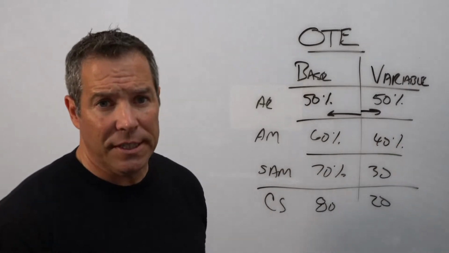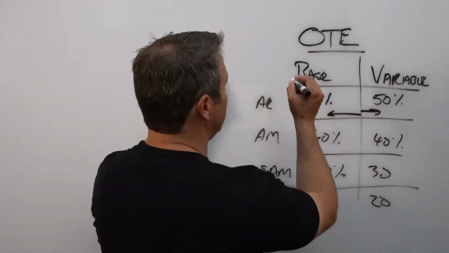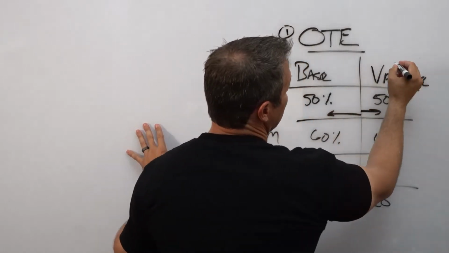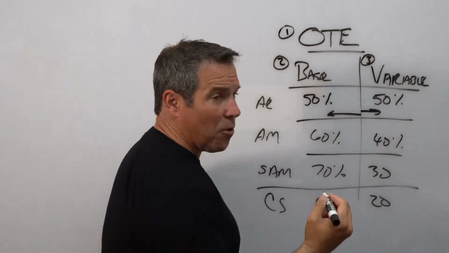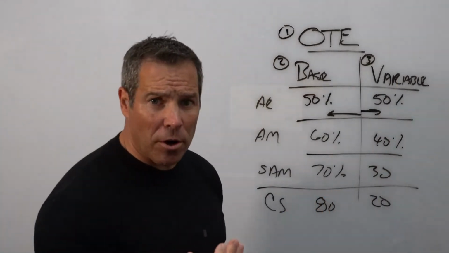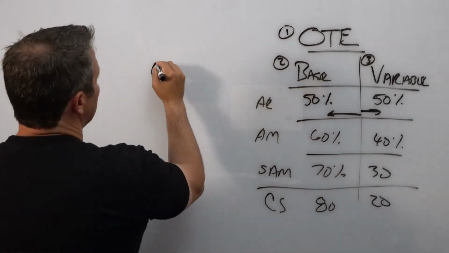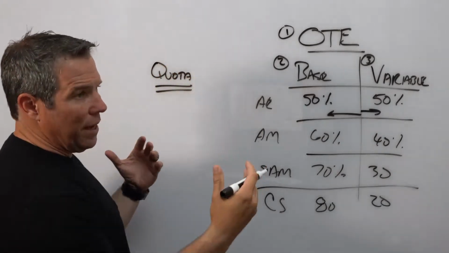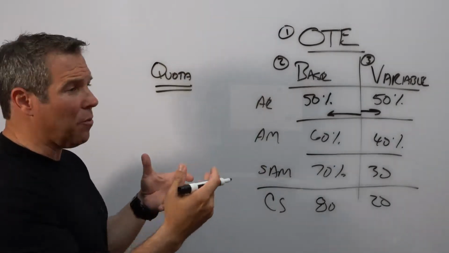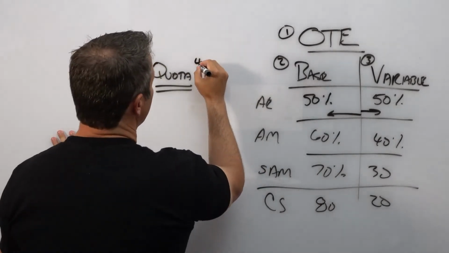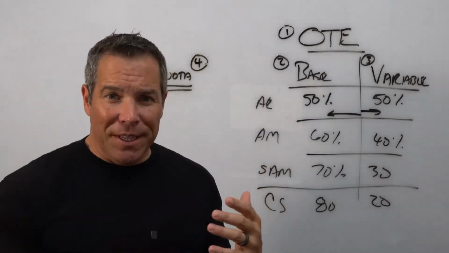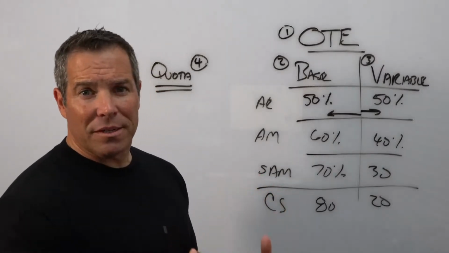Rep is taking on a bit more risk, or there's shared risk in one of these 50-50 instances. So we've talked about OTE, that's one variable. We've talked about base, that's a second variable. We talked about variable compensation, that's a third variable. The fourth variable that we get into is quota. So what is the target? What's the thing that impacts how we get compensated for variable? So that is our fourth variable. Once we understand each of these things, we can start to build comp plans that make sense.